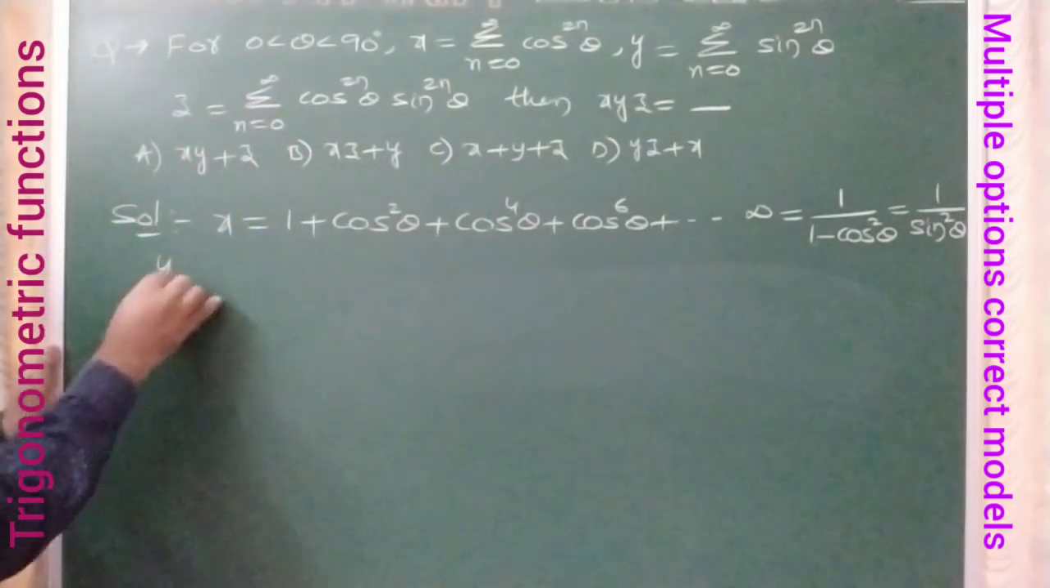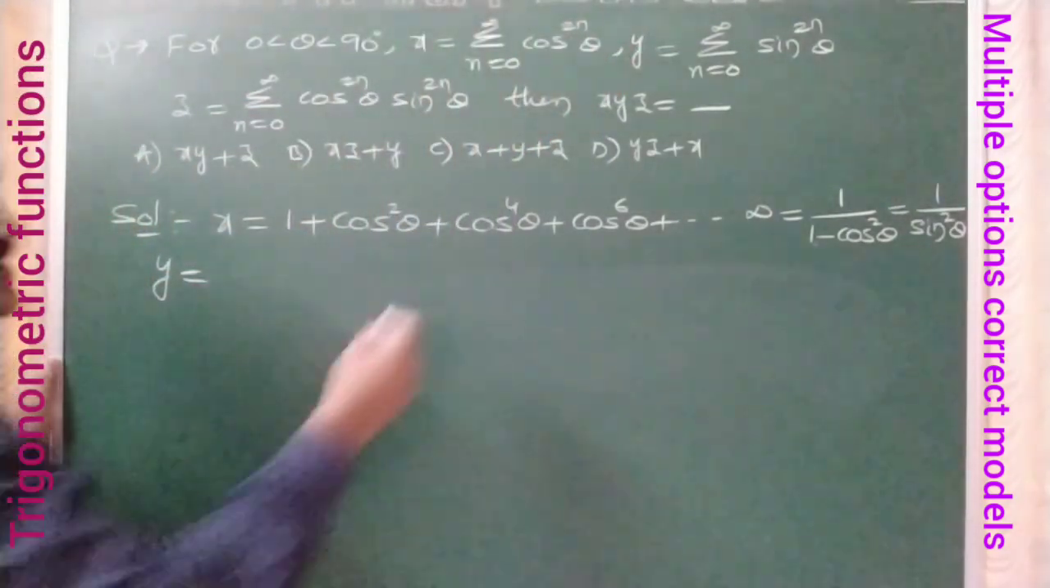Okay. Now come to y. Second summation. So take n as 0.